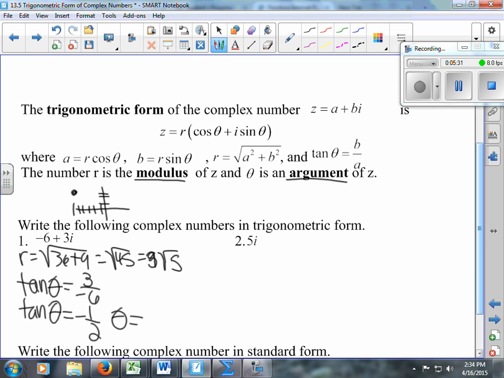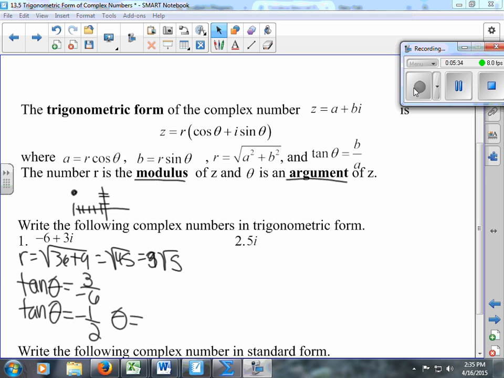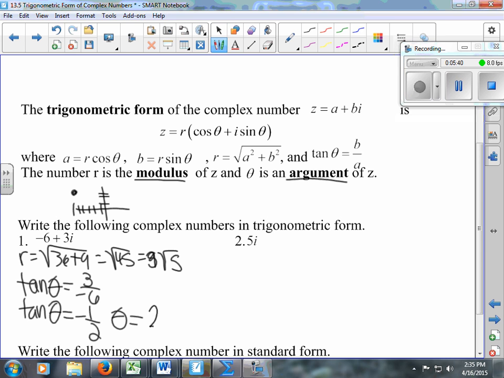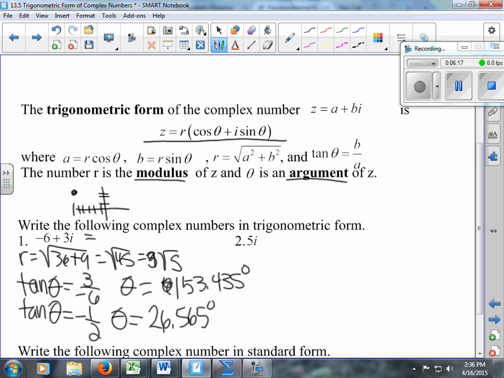That's not a nice number. We'll have to use our calculator. If you type in the inverse tangent of 1/2, you get a reference angle of, I'm going to just do it in degrees, 26.565 degrees. But this is definitely in quadrant 2, and so theta here is going to be 180 minus that, which is 153.435 degrees.